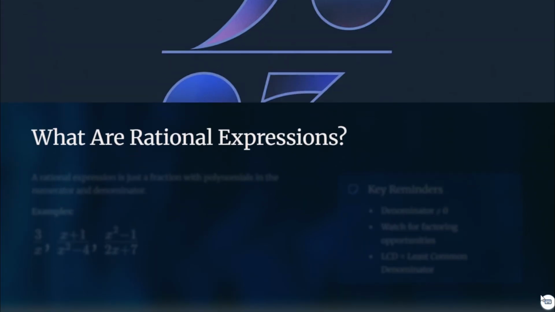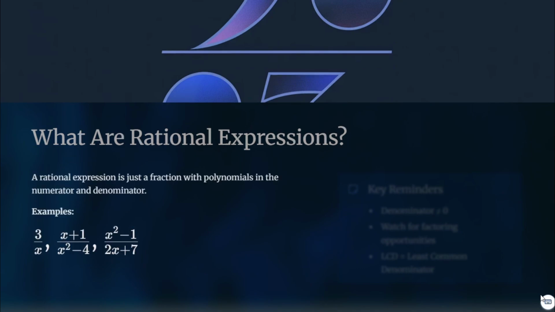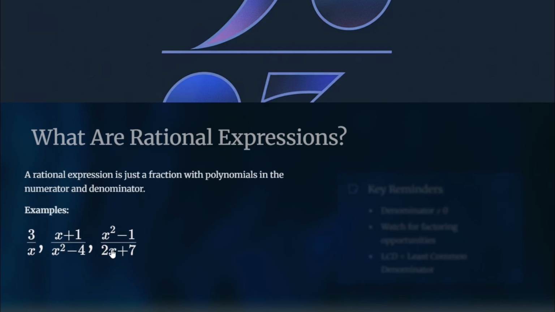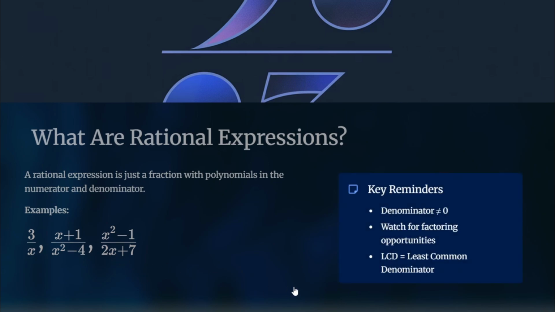So what are rational expressions? A rational expression is just a fraction with polynomials in the numerator and denominator. For example, 3 over x is a rational expression, or x plus 1 over x squared minus 4 is another example, or x squared minus 1 over 2x plus 7 would be another example.